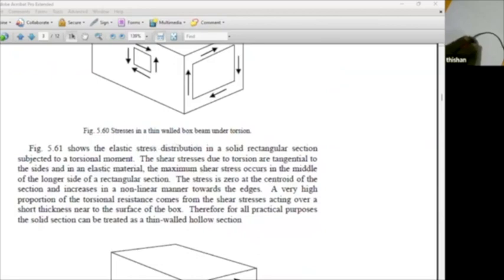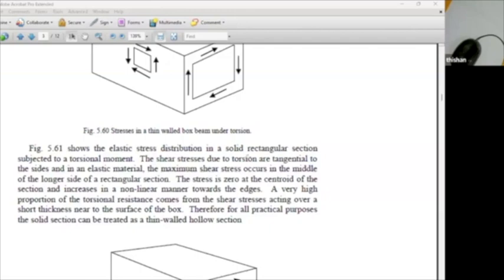Shows elastic stress distribution in a solid rectangular section subjected to a torsional moment. The shear stresses due to torsion are tangential to the sides, and in an elastic material, the maximum shear stress occurs in the middle of the longer side of the rectangular section. The stress is zero at the centroid of the section and increases in a nonlinear manner towards the edge.